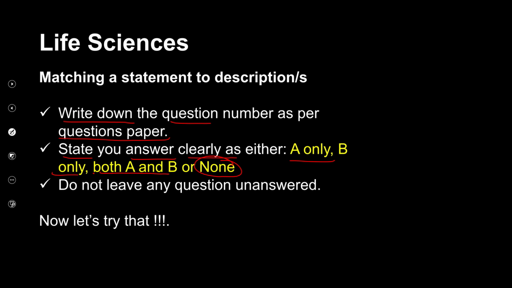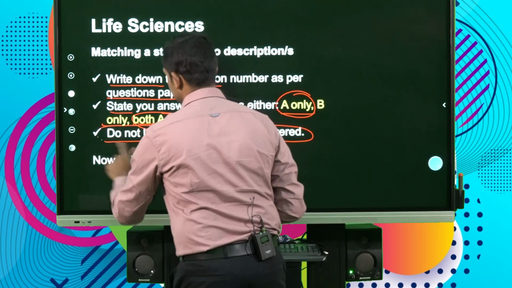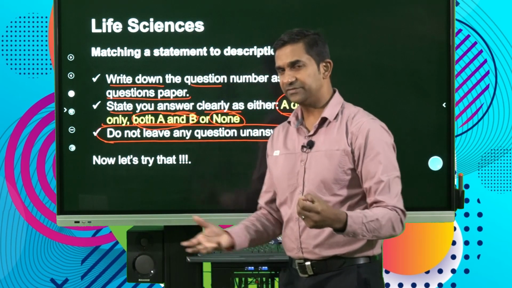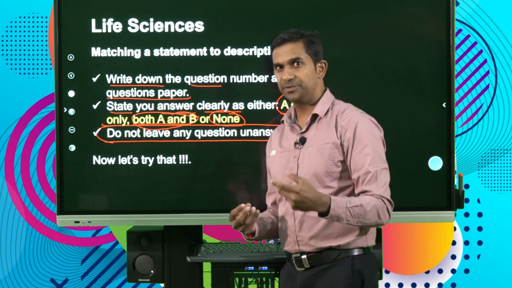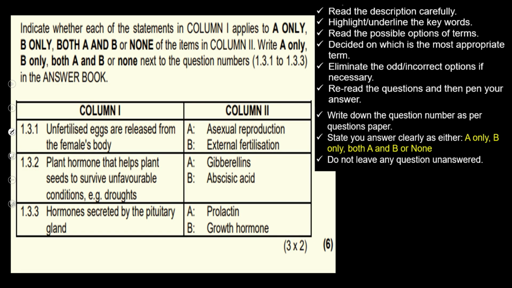You simply cannot say A. It requires you to say A only, or both A and B. It does not cost you time for us to be able to write A only. It's important that you answer exactly the way the examiner wants you to. Do not leave any question out unanswered. As I said, when you leave a question out, you're not given the opportunity for that to be marked. So attempt to put an answer down. So let's attempt that by looking at this question.